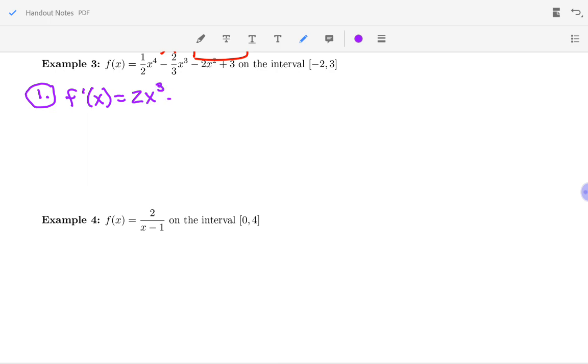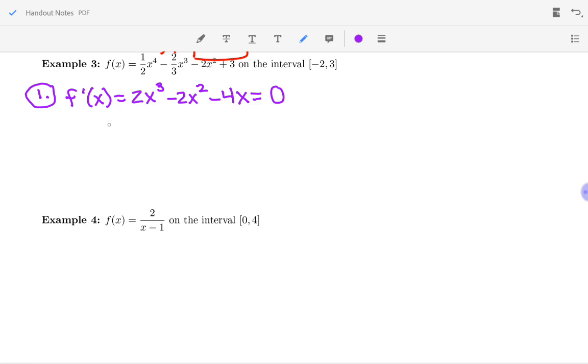Negative 2/3 of 3 is going to be a negative 2 when you bring down the power, and then x squared. And then we have minus 4x. And we're setting that equal to 0. You could use your calculator if the fractions threw you off. Now we're going to factor. I'm going to pull out a greatest common factor first.